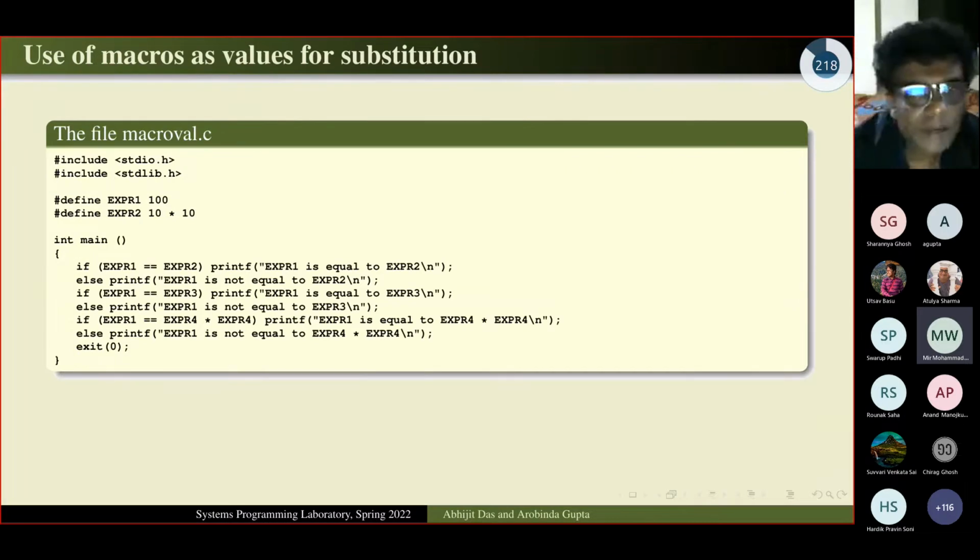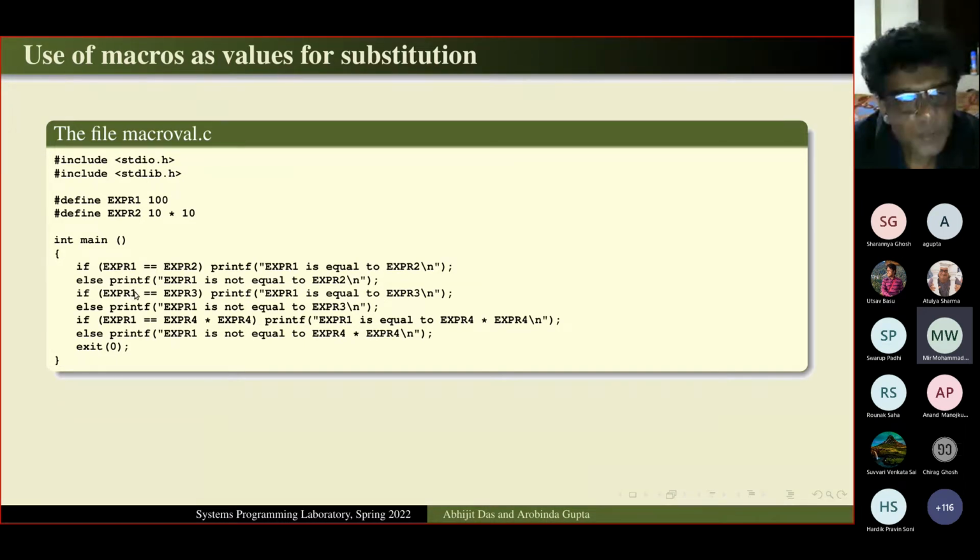Second, I can also use macros as values, but not values for immediate evaluation, but for substitution. So let's say I have defined two macros. Expression 1 stands for 100. Expression 2 stands for 10*10. Then I can write this code. If expression 1 is equal to expression 2, printf this is equal to, otherwise printf they are not equal to.